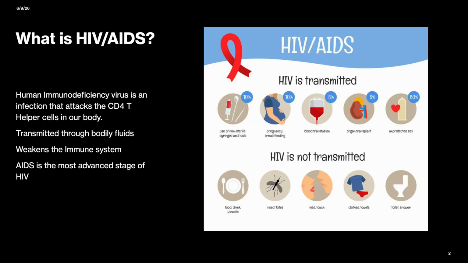So, HIV stands for Human Immunodeficiency Virus. It's an enveloped RNA retrovirus that attacks the body's immune system, specifically the T helper cells in our body. These cells play an important role in fighting infections. As HIV destroys these cells, the immune system becomes weaker and less able to protect us. If it's left untreated, that's when this disease progresses to AIDS, which is the most advanced stage.